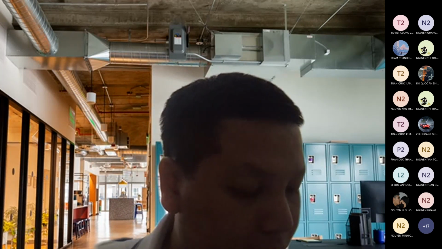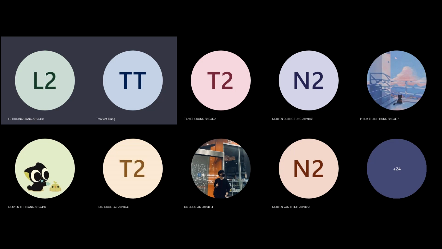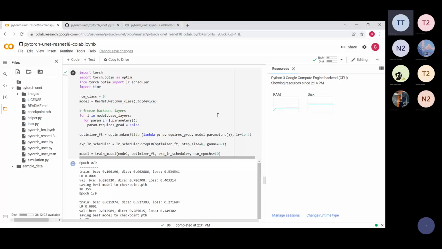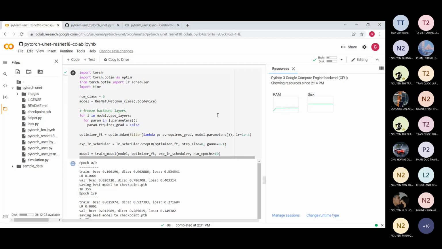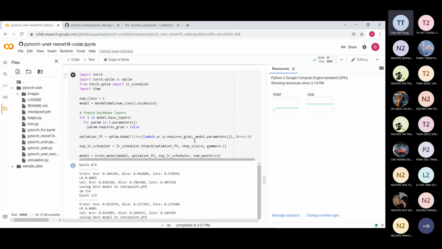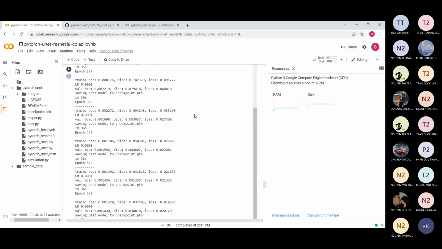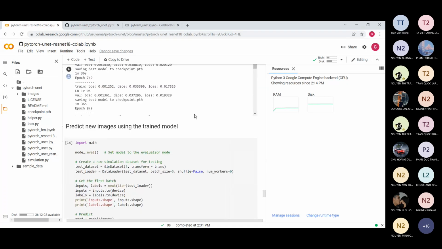Okay, let me share my screen. Do you see my screen now? Yes. So, discussing the UNet ResNet notebook. I think ResNet is something you already learned. Okay, let's start. I just finished running it, and I see the result here.